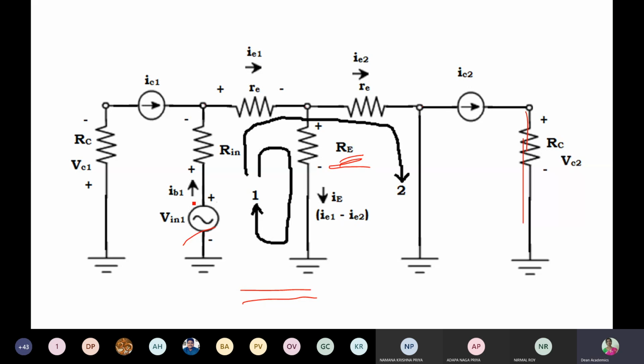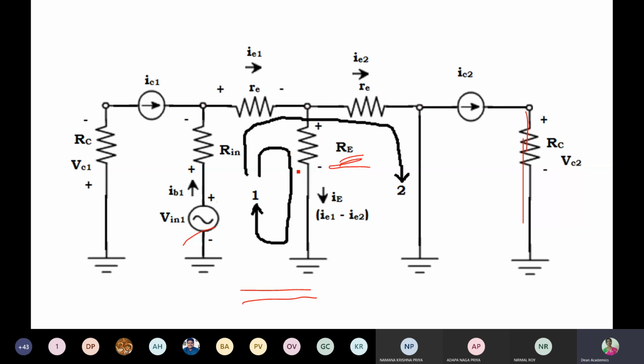I think you might have taken a screenshot. Okay, that is good. But at the same time, you please draw it. Then only you will be able to write Kirchhoff's voltage law for loop 1. So I am talking about KVL for loop 1, right?